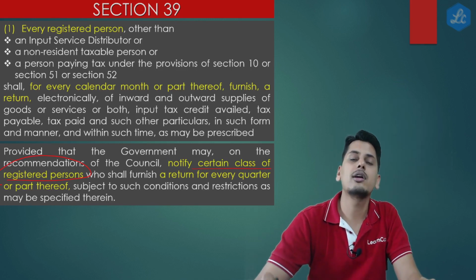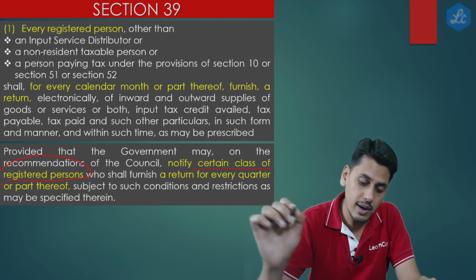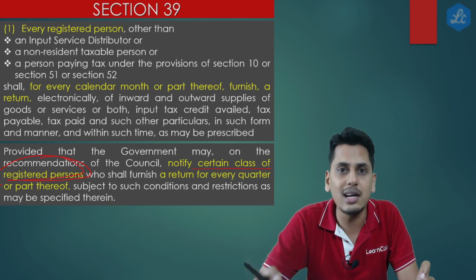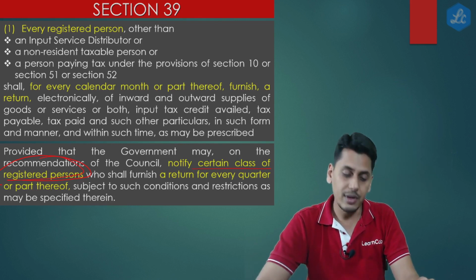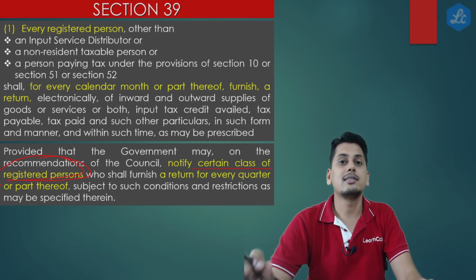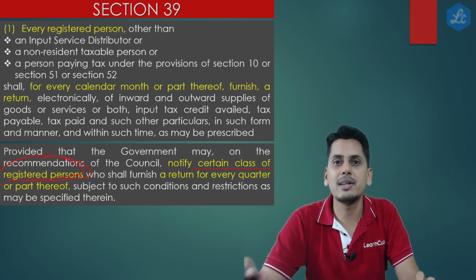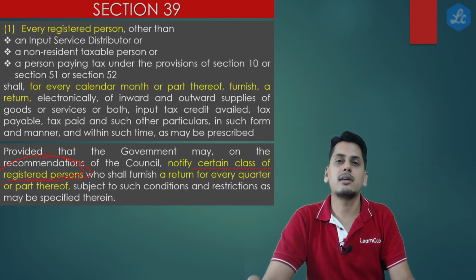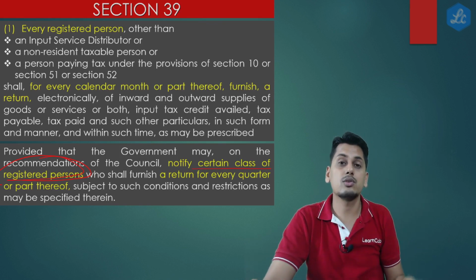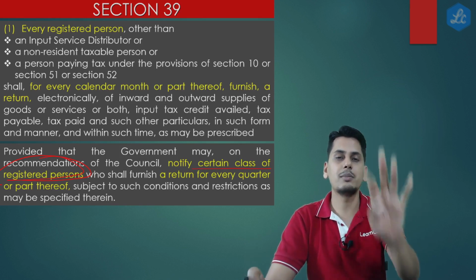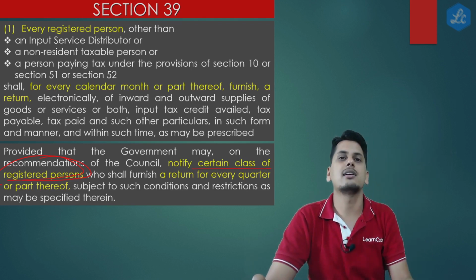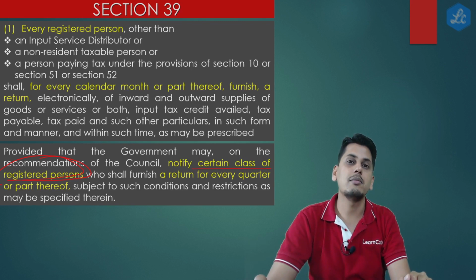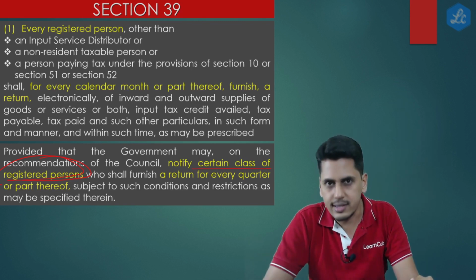Who can file the return on a quarterly basis? So whom are they going to notify? They are going to notify a class of registered persons. So friends, this provision is applicable registered person wise. So friends, in our example, ABC Limited has got 4 GST numbers. So there are 4 registered persons. Each registered person has got an option whether to choose QRMP scheme or to remain under the regular scheme.